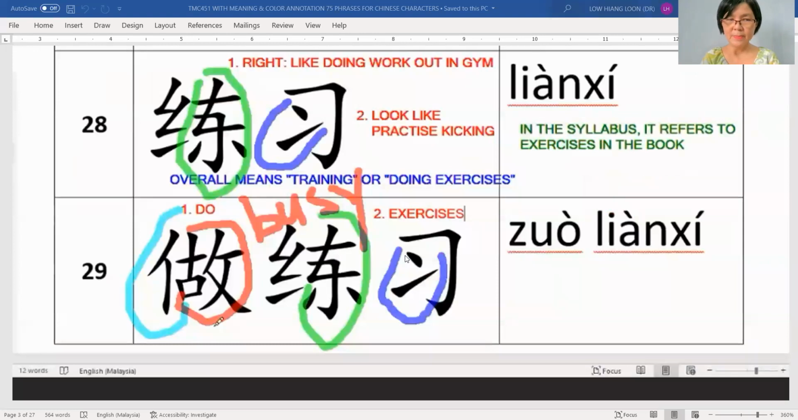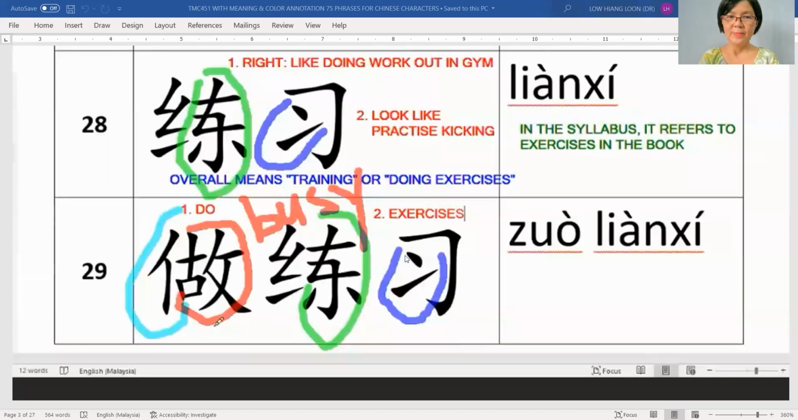Okay, next number. Number 8. For the first character, it looks like people doing something. So they are busy. And then the second character is like people doing work, working out in the gym. Doing workout.